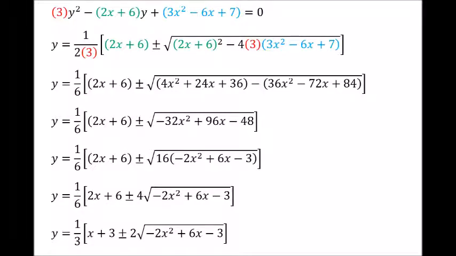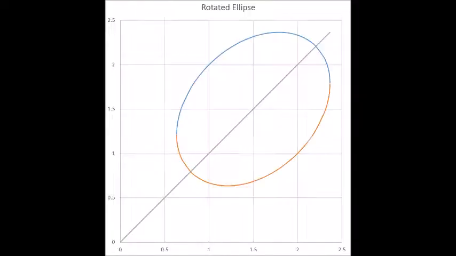Before I show you the plot, notice the plus or minus symbol. This indicates we're going to have an upper branch and a lower branch. That is seen here. The blue is the upper branch corresponding to the plus sign. The orange is the lower branch corresponding to the minus sign. They join together at the rightmost and leftmost points of the graph. Thus, each branch can pass the vertical line test for a function.